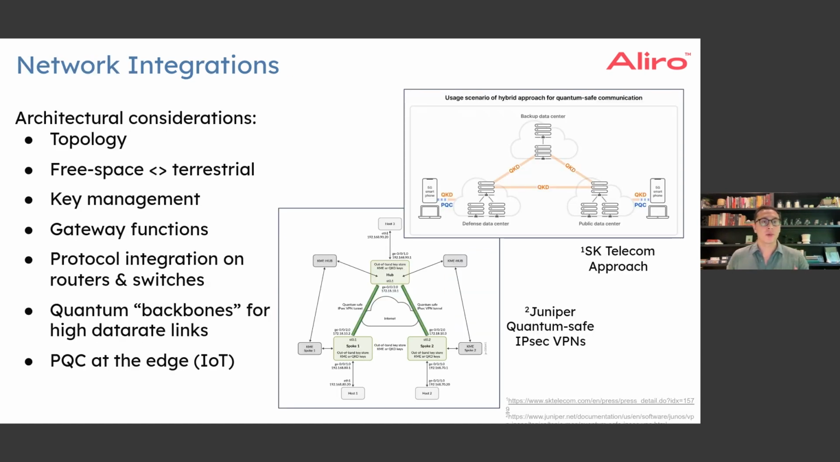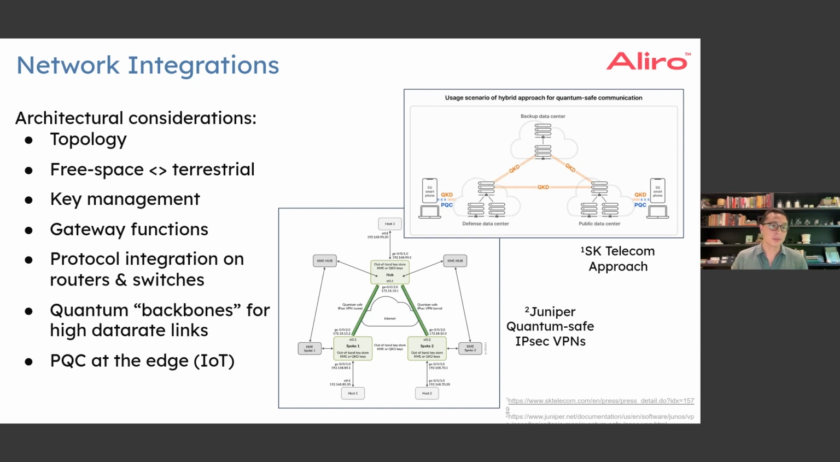And now let's look at the network architecture level. So there are many architectural considerations to look at here. So topology is one. What does your network topology look like? What's your footprint of data centers or edge devices? What portions of your network actually go through free space or satellite communication versus fiber optic terrestrial networks? What do you do for key management, and what policies do you want to install for your organization?